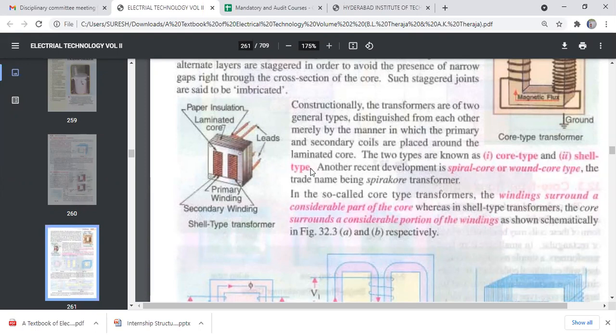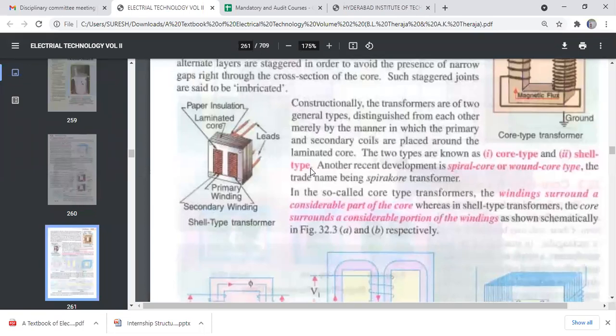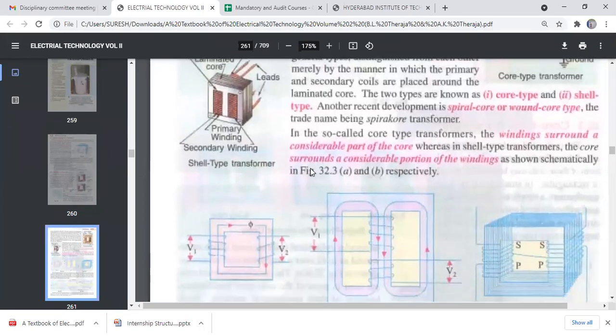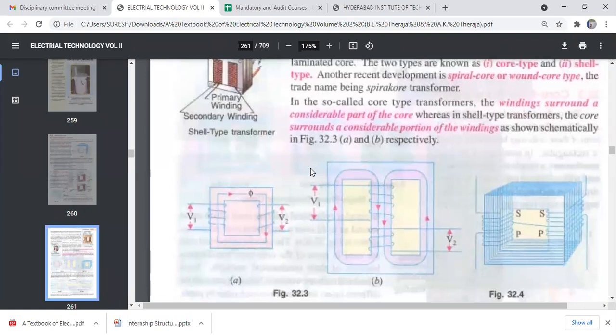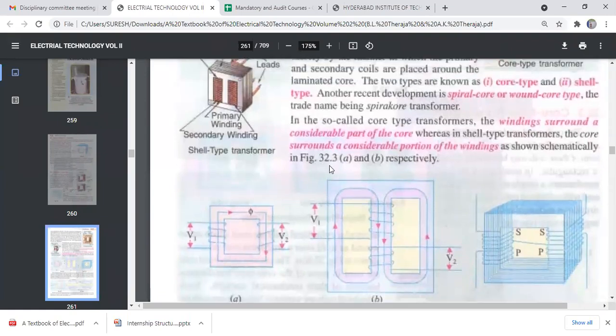Now we'll see what this core type and shell type is. First we'll see core type. See here. In the core type transformer, the windings surround a considerable part of the core.